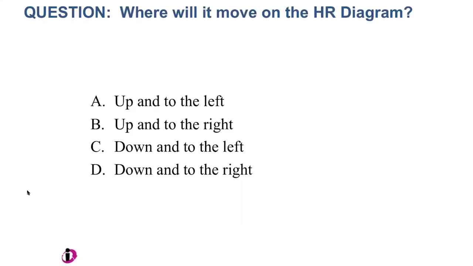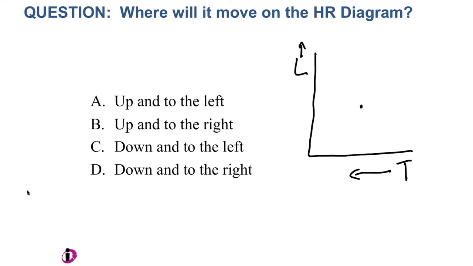Okay, so here's a question for you. Where will it move on the HR diagram? It's getting cooler and it's getting more luminous. Where does it move on the HR diagram? Make your guess. Okay, remember how the HR diagram is fashioned. You've got luminosity on this axis, increasing in this direction, and you've got temperature on this axis, increasing in that direction. So if a star starts here, it's getting more luminous, that means it's moving up on the diagram, and it's getting cooler, that means it's moving to the right on the diagram. So it should be moving generally up and to the right on the HR diagram.